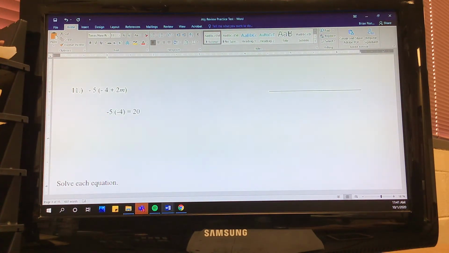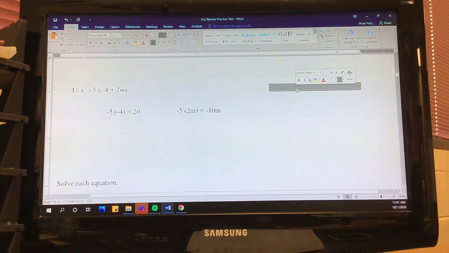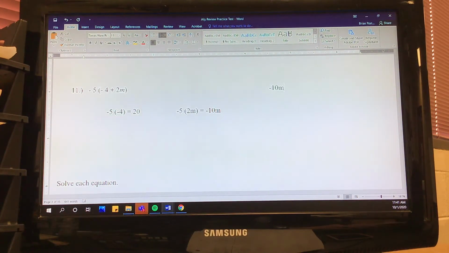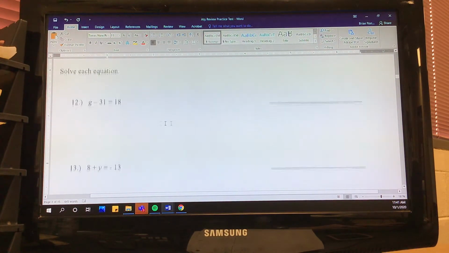Then we have a -5 times a positive 2m. And that gives us a -10m. Okay? Combine your two answers. We have a 20 and a -10m. You can write it two different ways. -10m plus 20. Or, if you'd like, you could also write it as 20 minus 10m. Two different ways to write the answer. Both are correct.